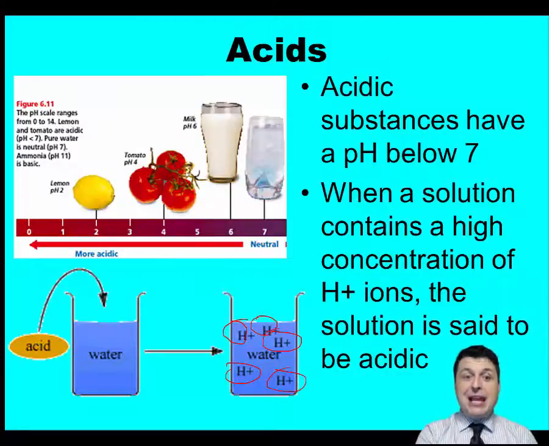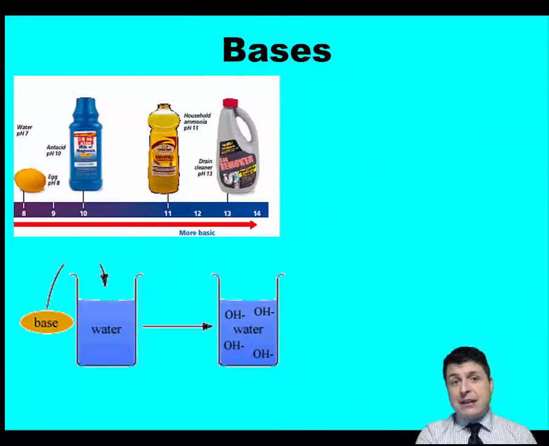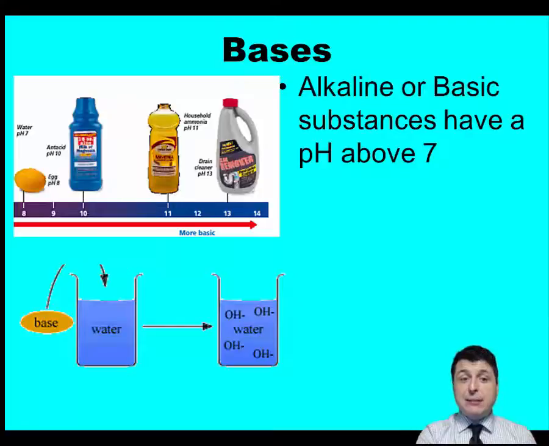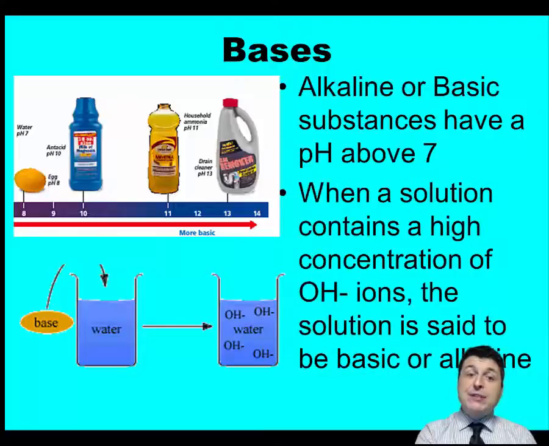In fact, when we say pH, we're talking about the power of hydrogen. So how many hydrogen ions are in solution? On the other side of that, our basic or alkaline substances typically have a pH above 7. The reason is that when a base is dissolved in solution, it produces hydroxyl ions or OH minus ions.